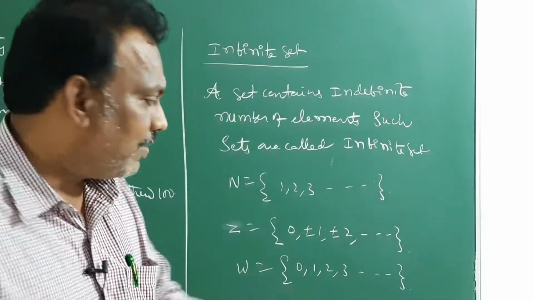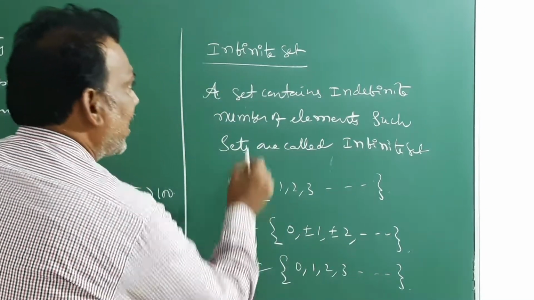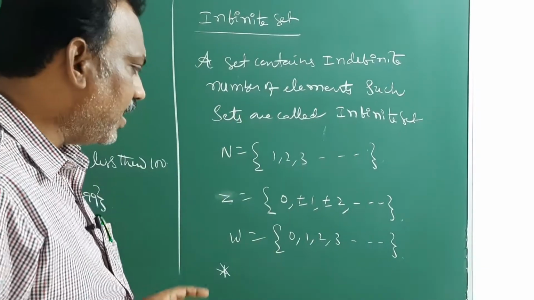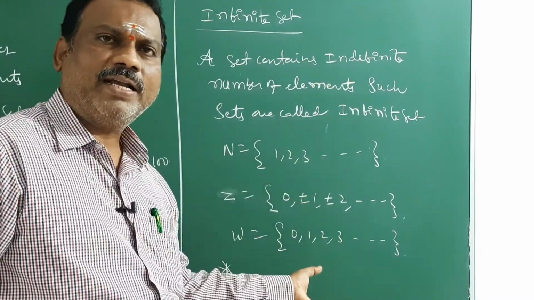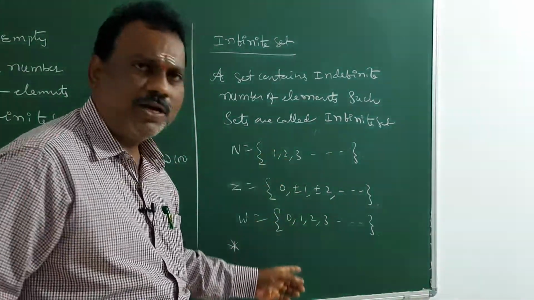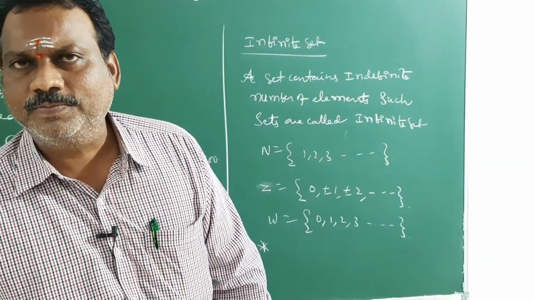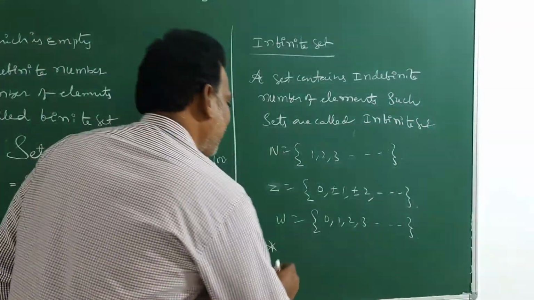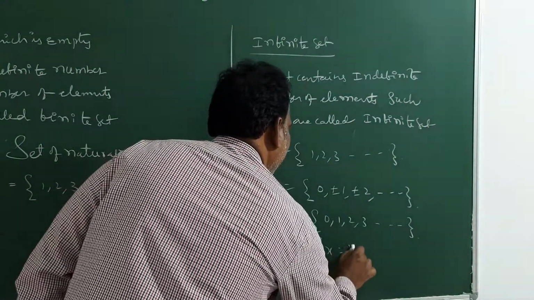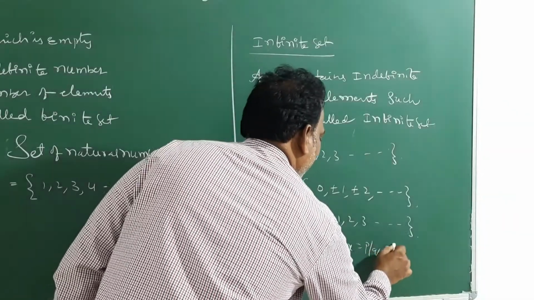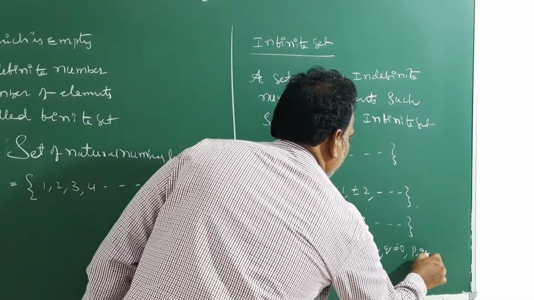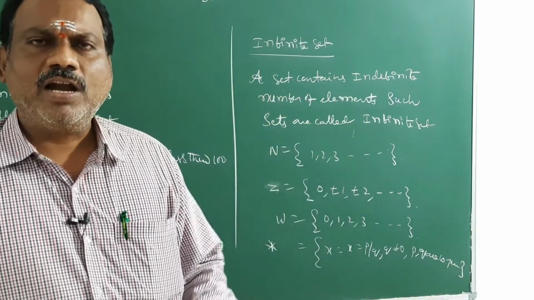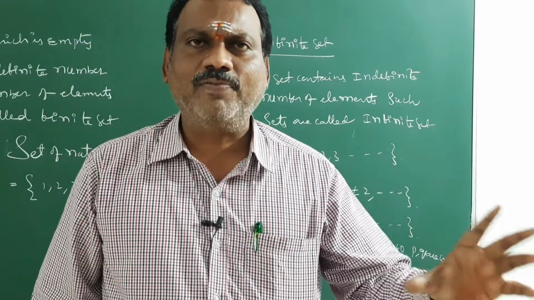So you have to remember one important point. What is that? Not all infinite sets can be represented in set format. Why? Can you write the set of real numbers? You learnt in lower classes the set of rational numbers is written like this: x such that x is equal to p by q, where q is not equal to 0, p, q are co-primes. Why can't others be written this way? Because the numbers do not follow a certain rule.